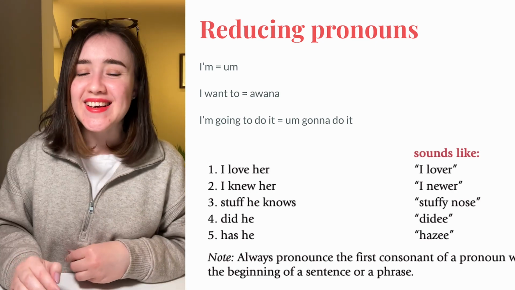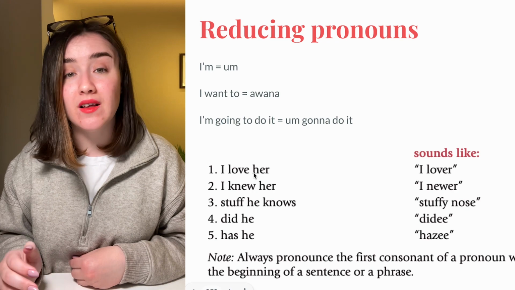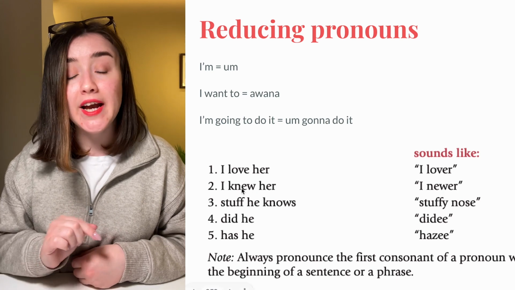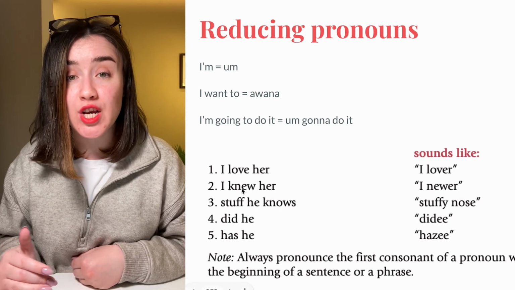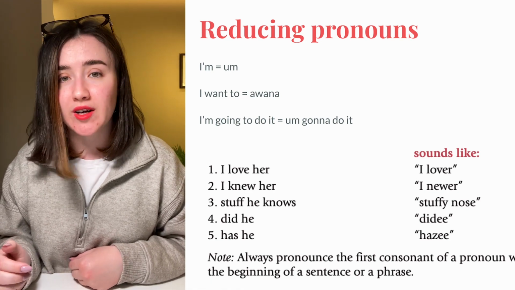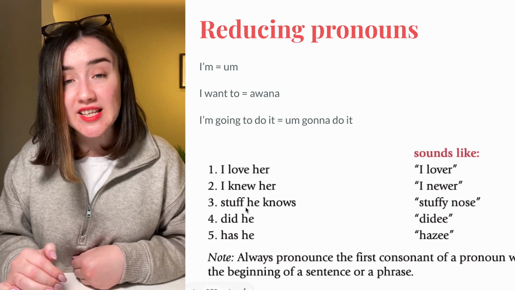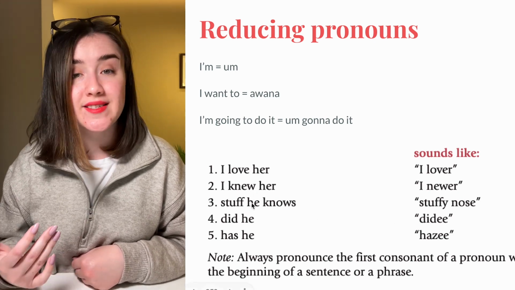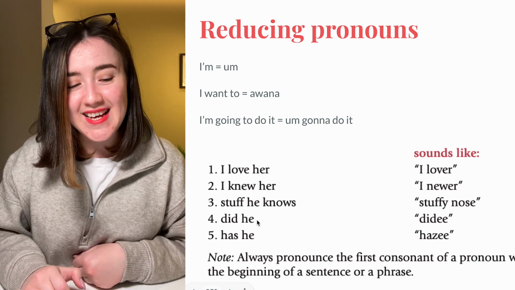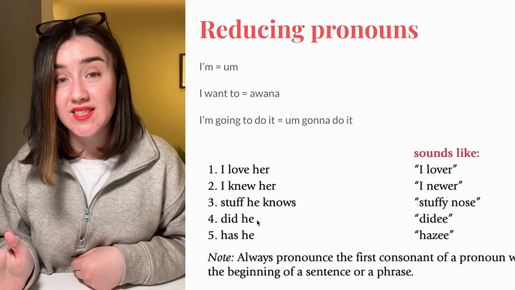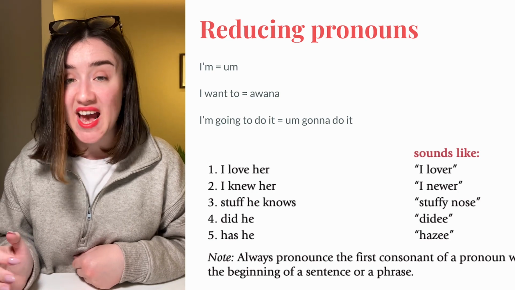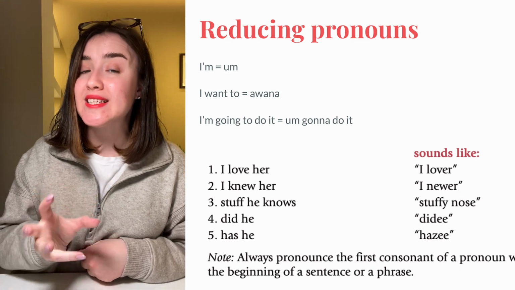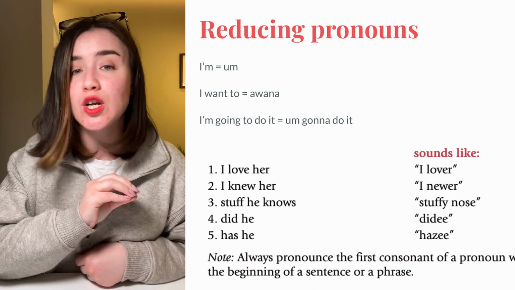Yeah. Okay. So, I love her can sound like I love her, right? We don't need to say this H. We drop a lot of H's. I knew her can sound like I knew her. Okay? Stuff he knows can sound like stuff he knows. So we just drop this H and it's stuff he knows. Did he can be did he. Has he can be has he. Okay. But when the pronoun is at the beginning of a sentence, do not drop the H, okay?